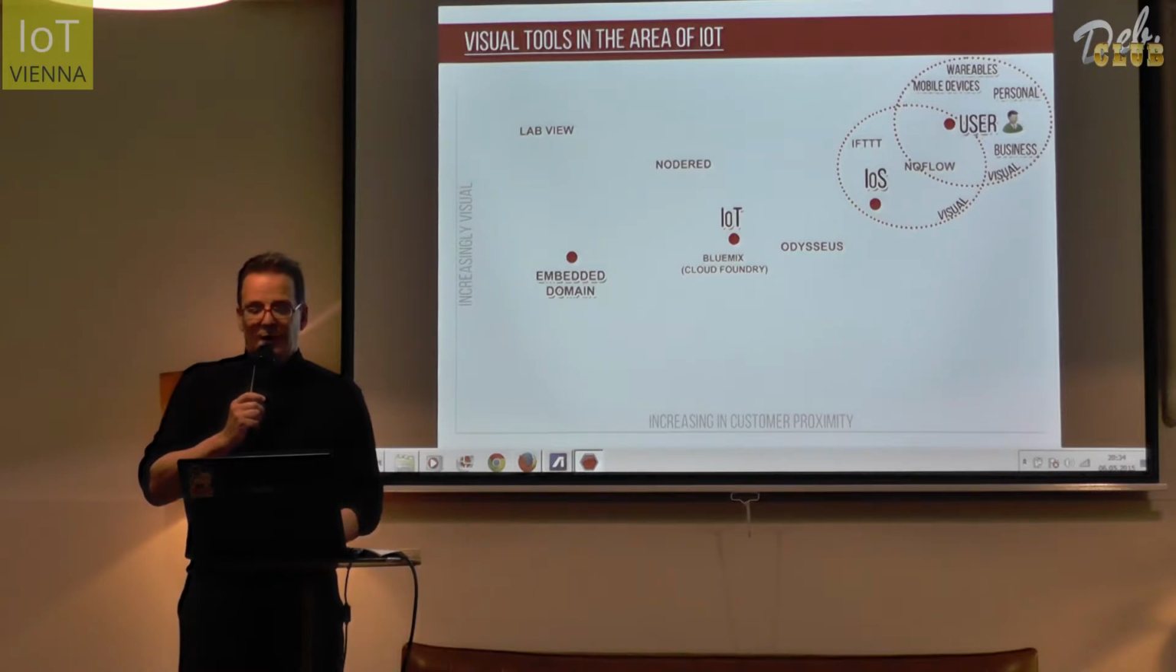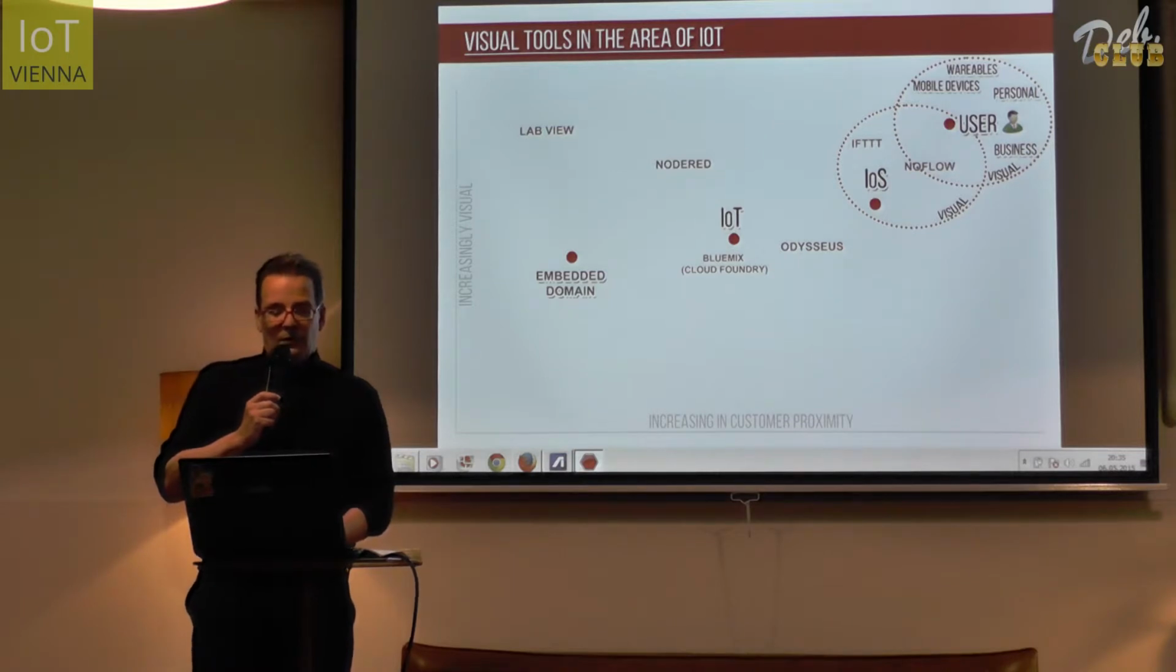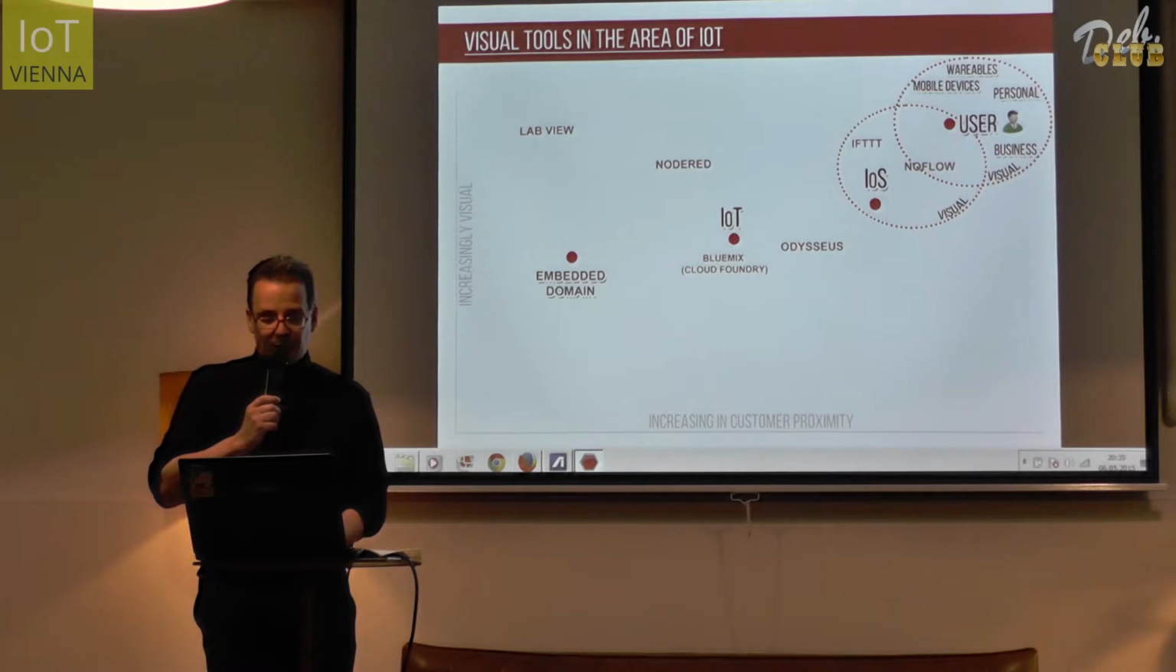The Odysseus project from Germany is a more or less visual tool that allows the spooling and the treating of data and data streams, though it is programmed with code.